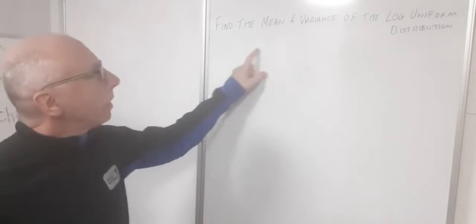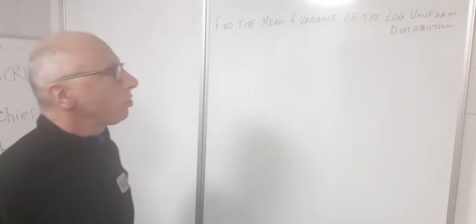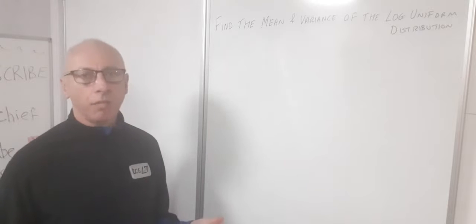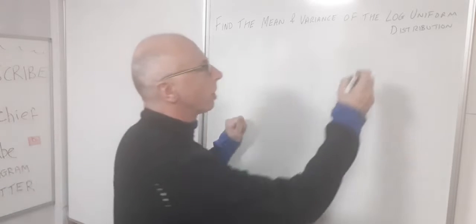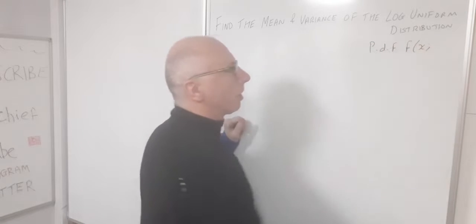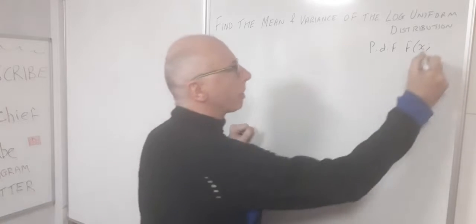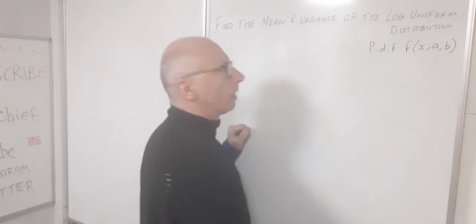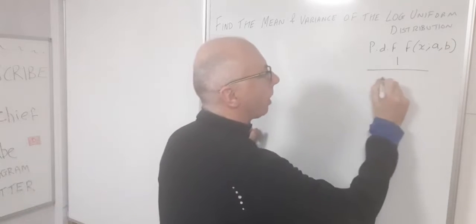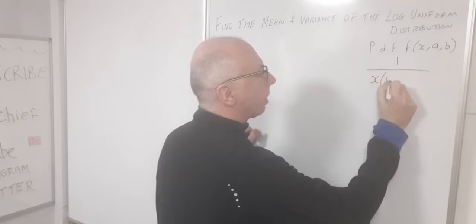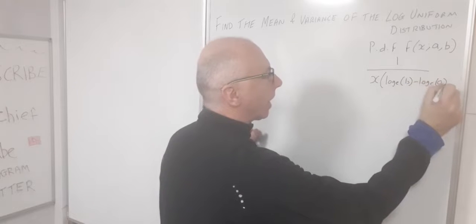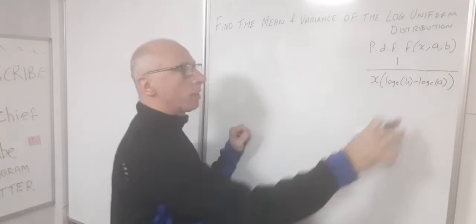So in this video we're going to find the mean and variance of the log uniform distribution. Now the first thing we need to know is the PDF of our log uniform distribution. So our PDF, which is f of x, where x is our random variable, and our parameters for this one are a and b, very similar to the uniform distribution. Now this one is 1 over x times the log of b minus the log of a, where our log here is log base e, the natural logarithm.